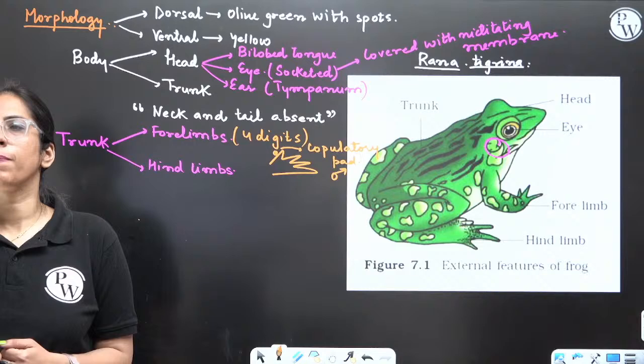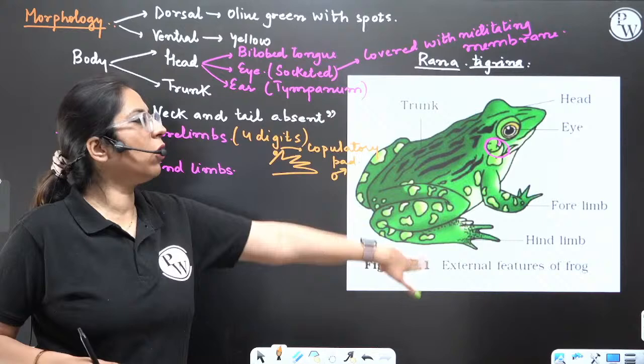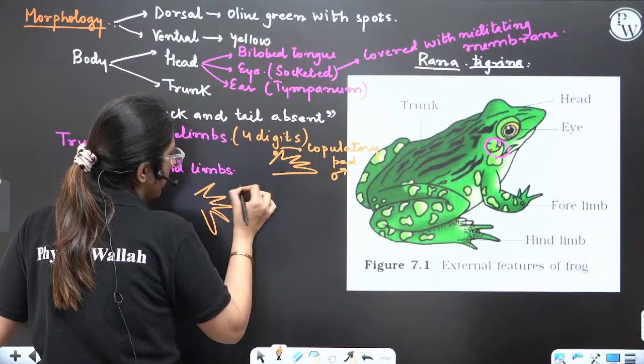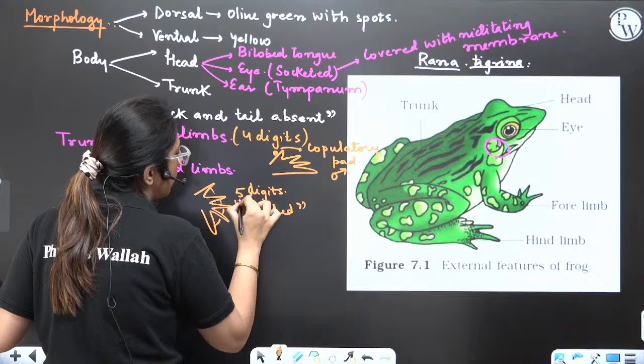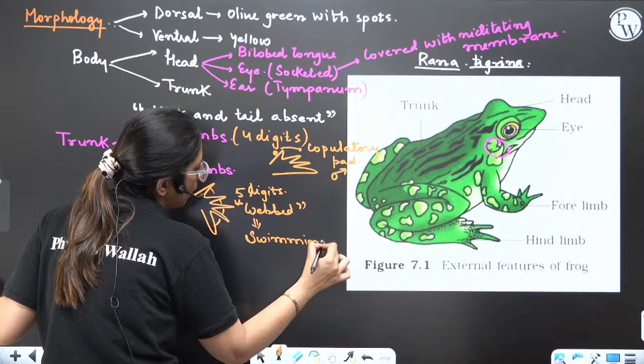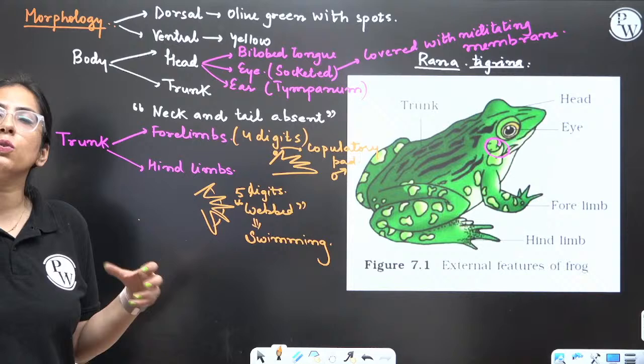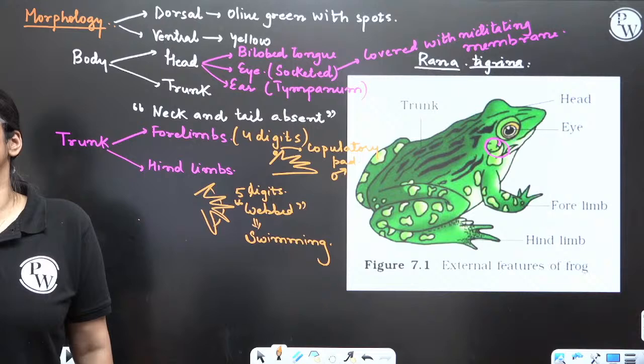Now, the hind limb, you know that it is more muscular, and they are having five digits. And yes, they are webbed. Why? So that they can swim. Clear? Forelimbs and hind limbs are modified in this way so that they can walk, leap, run, and swim. Yes, this is from 11th class.